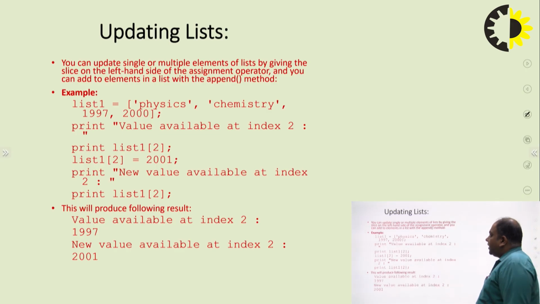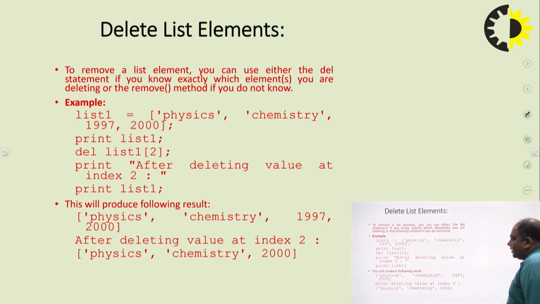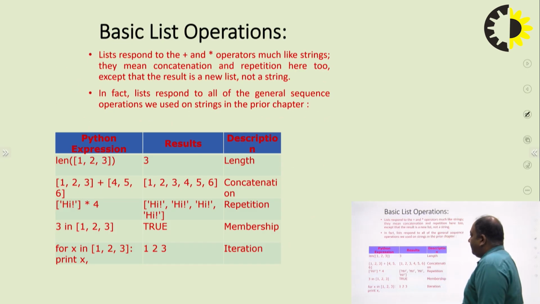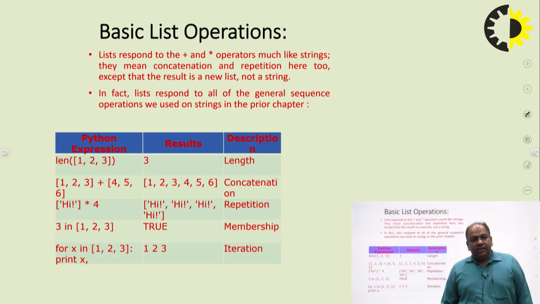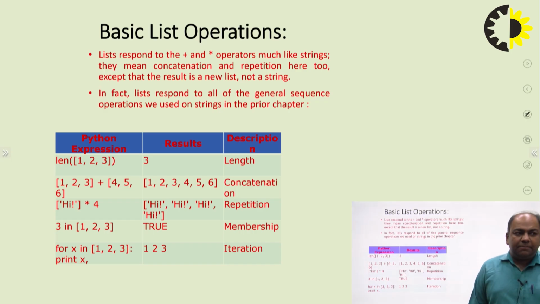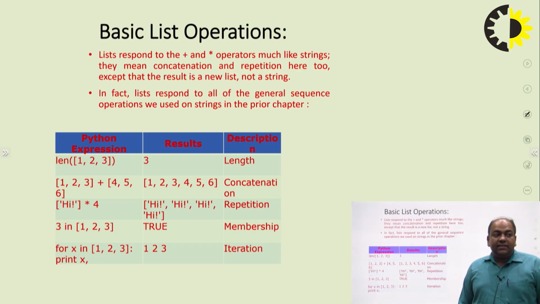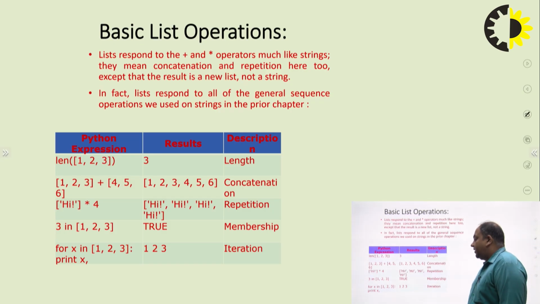In the list, for adding any element we use append. For deleting we just need to use del. Basically, list operations are len for length, plus for concatenation, asterisk for repetition, in for membership, and for x in any list, it represents the iteration.